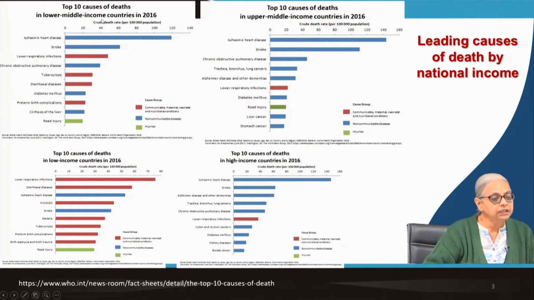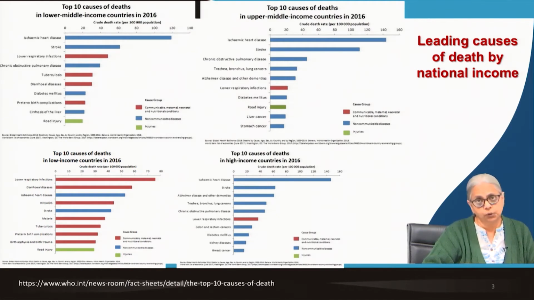So if you look at lower middle income countries, you can see the number of red bars has dropped to 4 from 7, and these include lower respiratory infections. Now most of us know that lower respiratory infections are related to either bacteria or virus, and diarrheal diseases, most of them are related again to bacterial or viral infections, and birth complications may or may not be related to microorganisms. Tuberculosis is again caused by a microorganism.